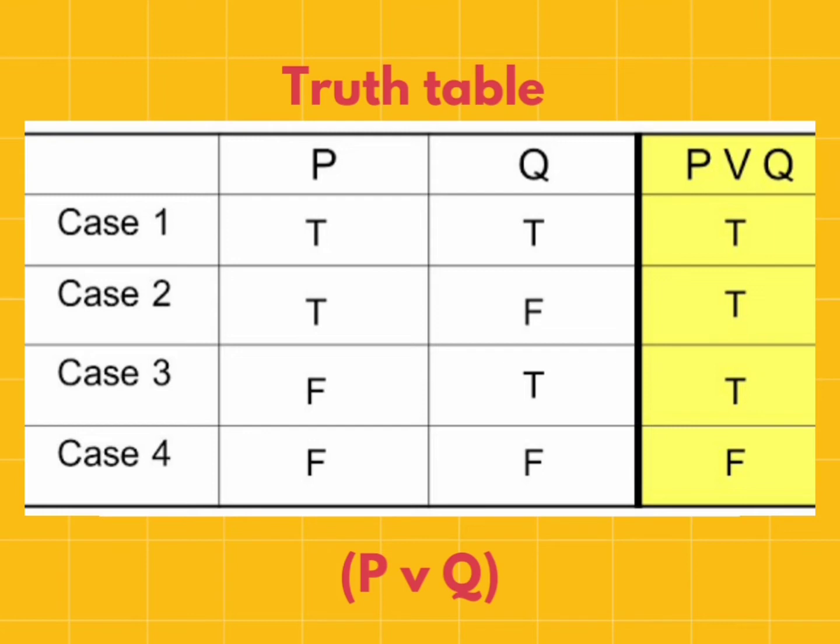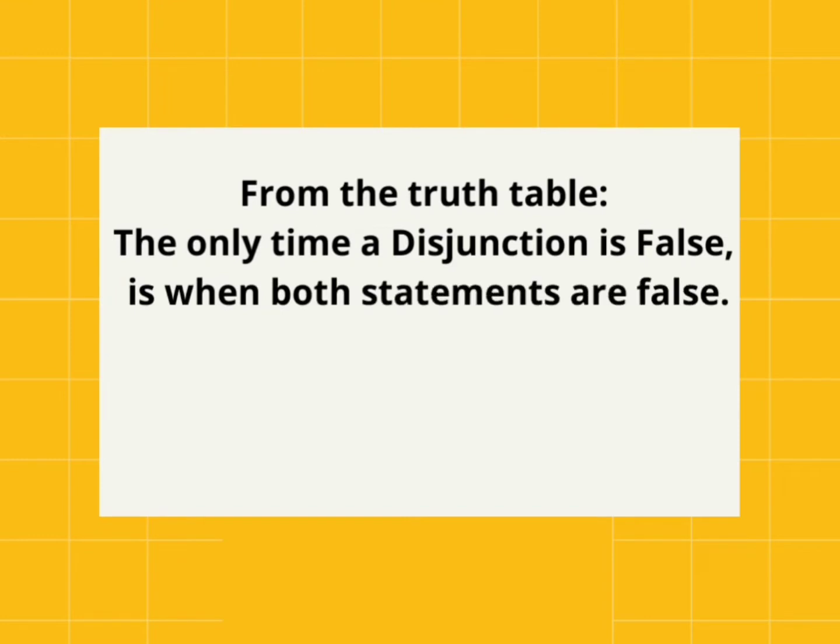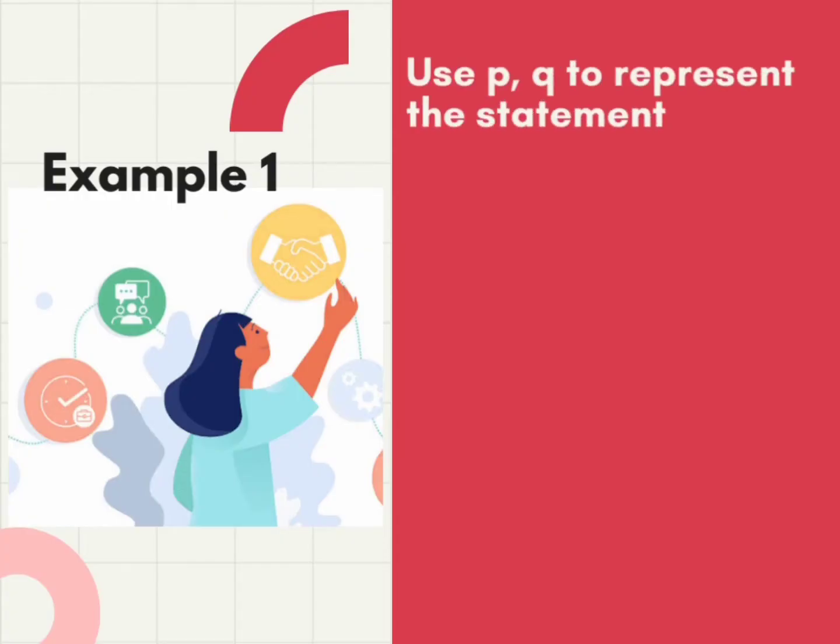So let's take a look at the truth table involving the logical operator disjunction. From the table above, you will see that it is mostly true. The only time it is false is when the first statement is false and the second statement is false. So for a disjunction, the rule that governs it is that the only time a disjunction is false is when the first statement is false and the second statement is false. Otherwise, it will always give you a true outcome.